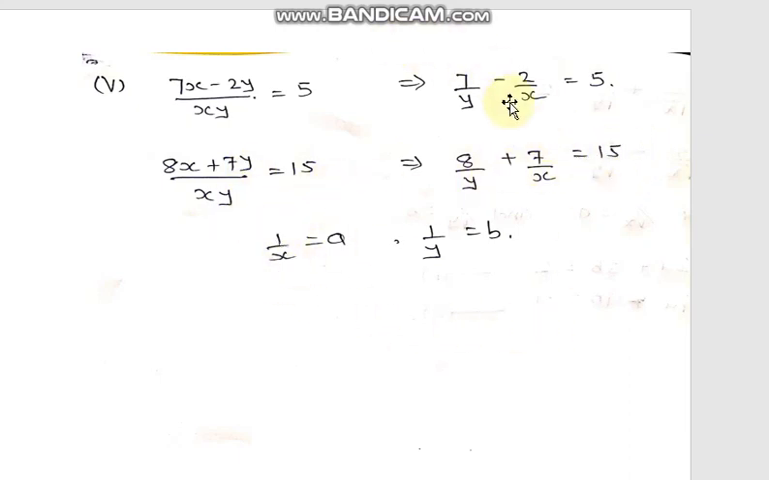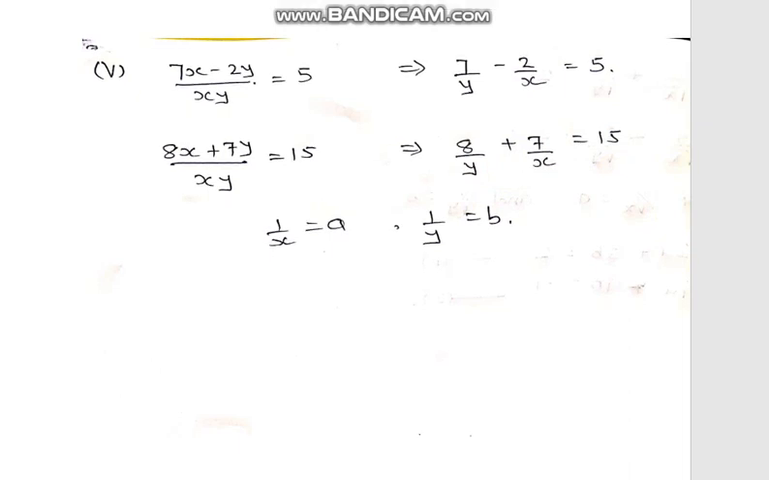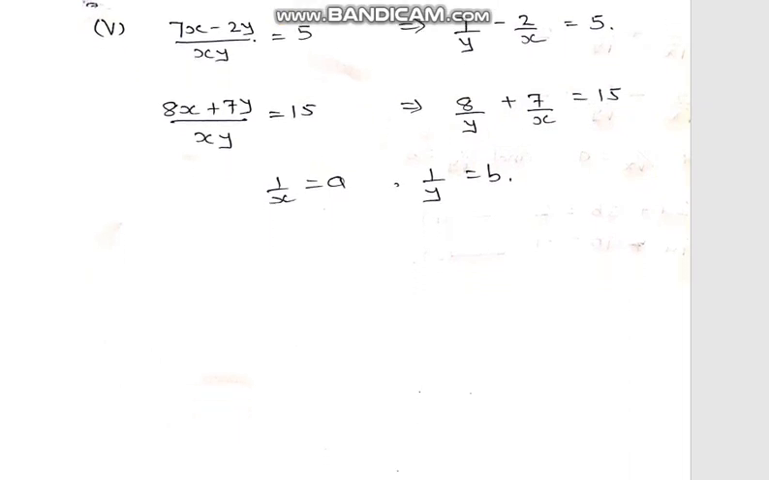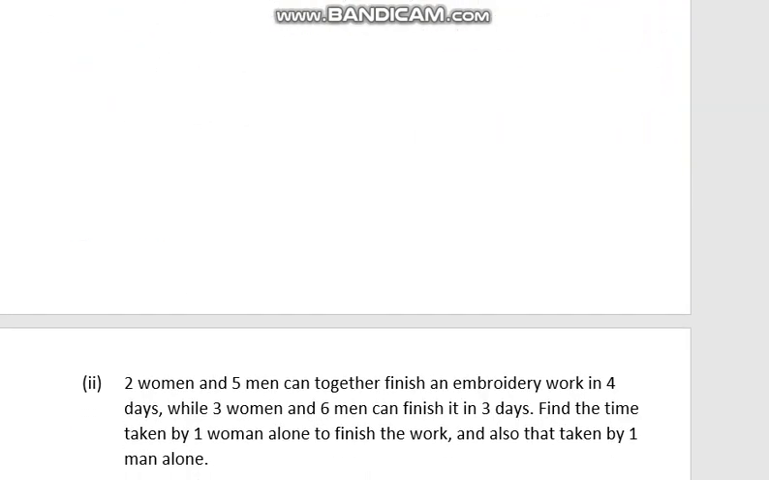Now you take 1 upon x equals a or 1 upon y equals a, whatever you feel comfortable with, you can take any substitution. So 1 upon x equals a, 1 upon y equals b, and you will get 7b minus 2a equals 5, and 8b plus 7a equals 15. From this chapter, if you combine all the exercises, you will get so many sums for practice. You can use different methods to solve the sums.